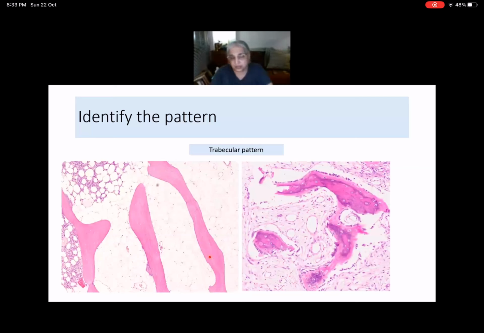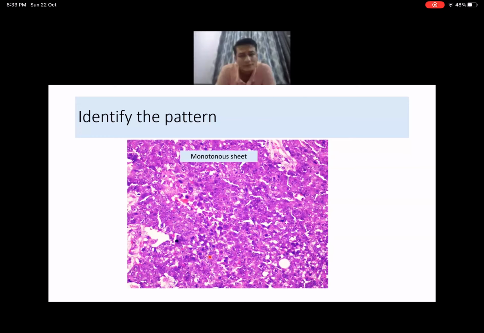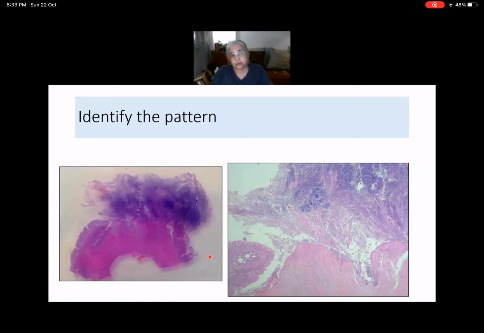Now, what are these? Everybody was saying trabecules, trabeculae. Here are trabeculae of bone. They are like beams. They may be like walls. So you have a beam or a wall. Here's another trabecular pattern on the right-hand side. This is a trabecular pattern. Trabeculae can be epithelioid. It can be mesenchymal. No, this is bone.